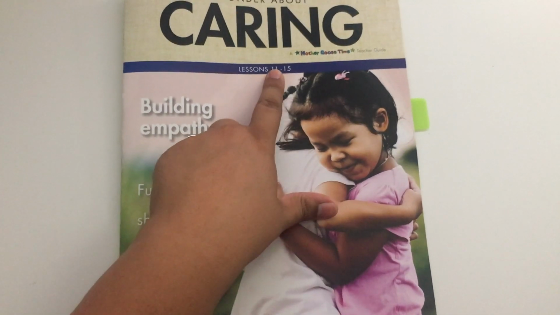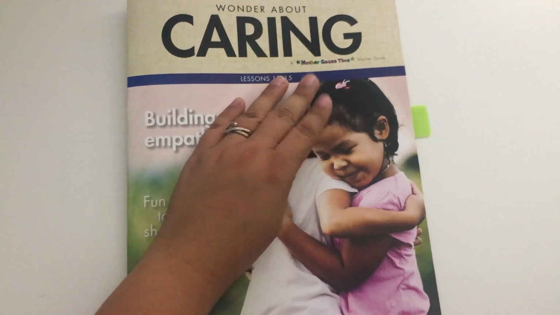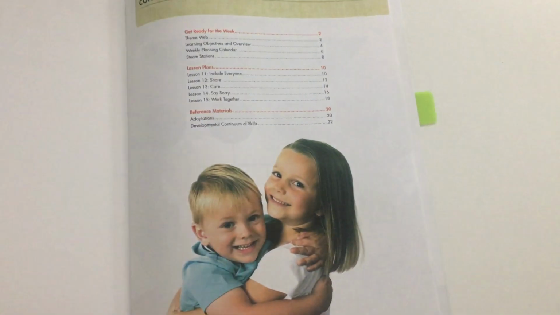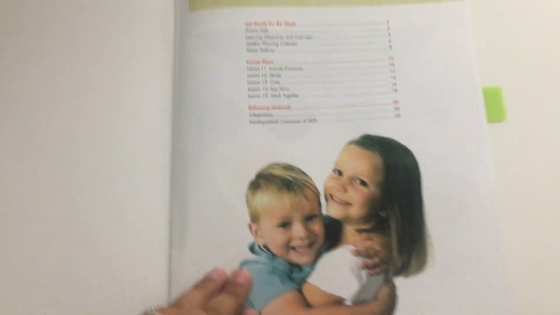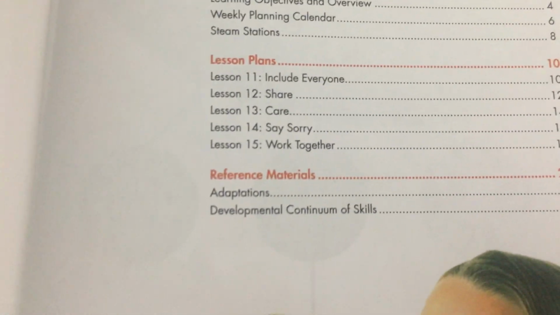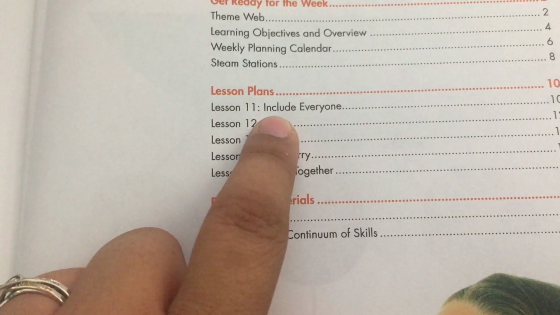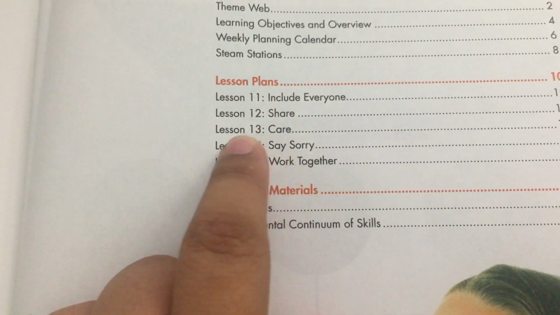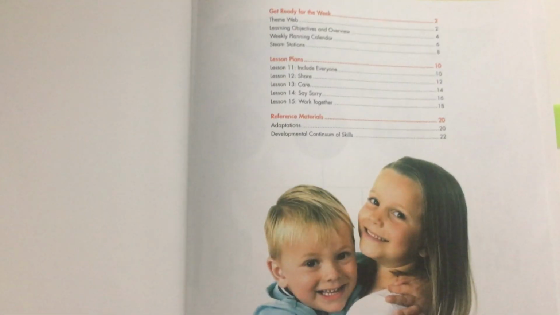You'll see it says lessons 11 through 15. This week we're talking about caring. And so I've already started the week, but essentially it goes into saying kind of what we're going to be going over. So including everyone, sharing, caring, saying sorry, and working together. So today I'm going to go over care. But before I go into that, I want to kind of show you what else is in this booklet.